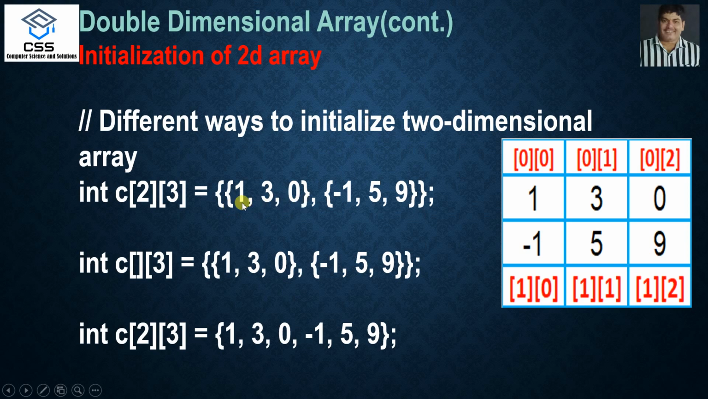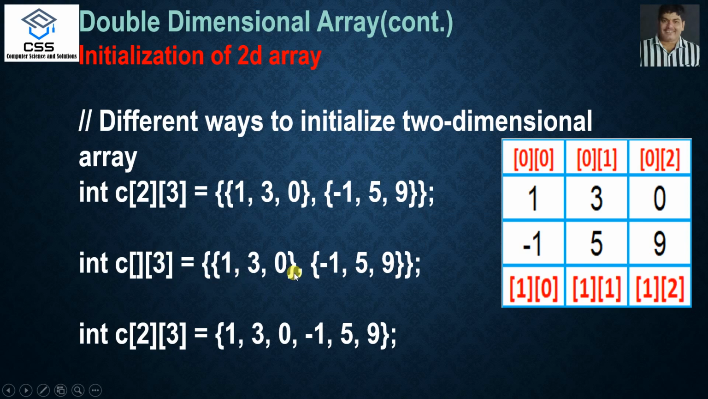Within the curly brackets, that is the first row, another curly bracket is the second row, all within the outer curly brackets. This means the elements are represented in memory as first row first column is 1, first row second column is 3, first row third column is 0. Like this, second row first column is -1, second row second column is 5, second row third column is 9. Like this, you can write int c with the row value not supplied and only the column value supplied, that is 3, meaning any number of rows can be stored but 3 columns in each row.